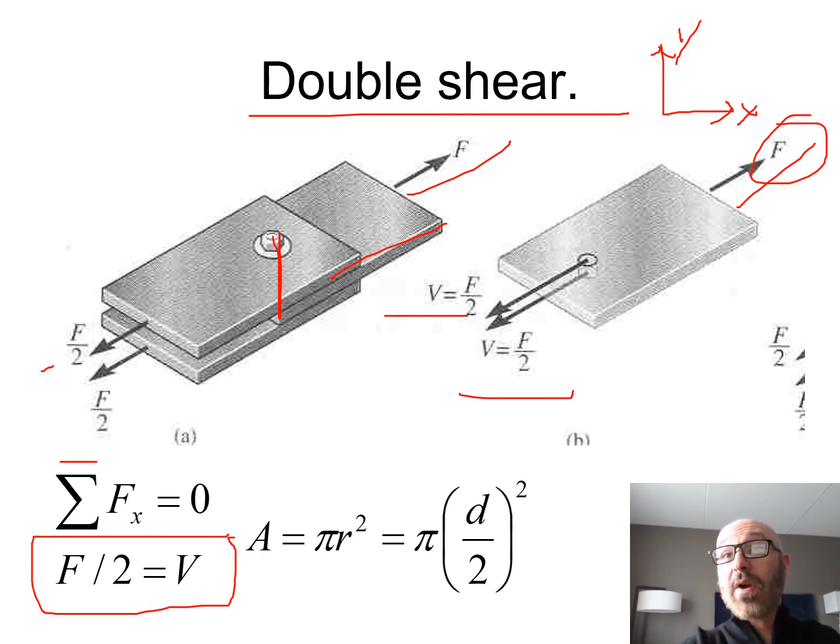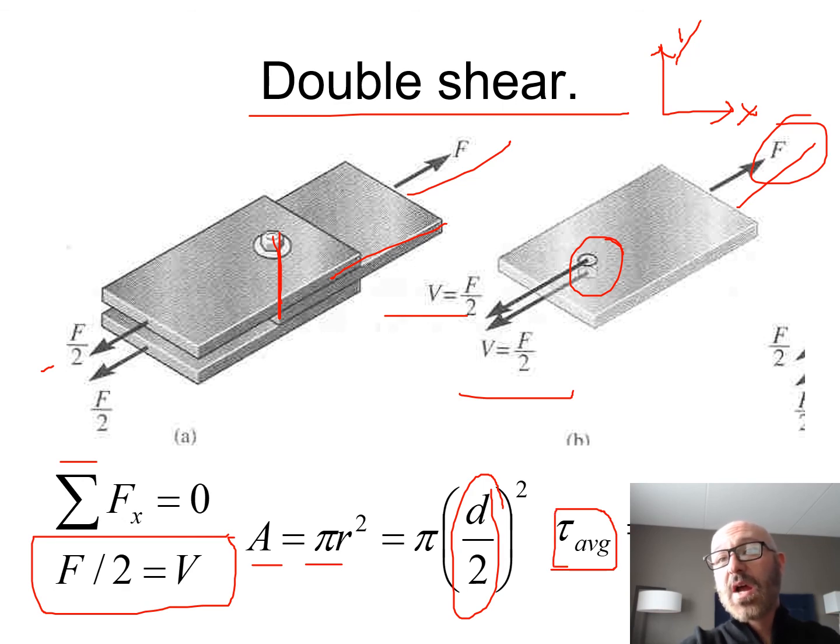Then we can say our area is based off that circle, so area is equal to pi r squared, or in terms of diameter, pi d over 2 squared. Plug that into our tau equation for our shear stress. Shear average is equal to V over A, our shear over our area, where our area is this pi r squared. We can plug that in there, and our V is equal to F over 2, so we plug that in for our F over 2. Once we plug that in, we find that our tau average is equal to F over 2 pi r squared.